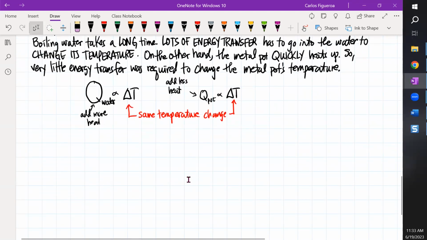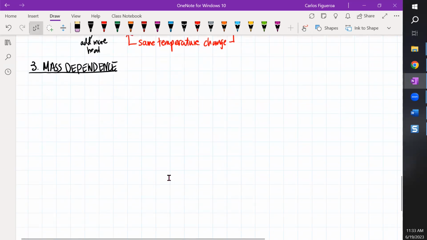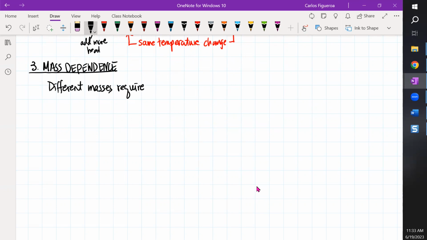And then finally, the last one is the mass dependence. And so in this case here, we could then say the following thing. Different masses require different amounts of heating to raise its temperature.